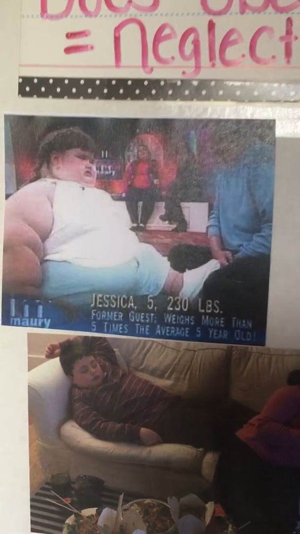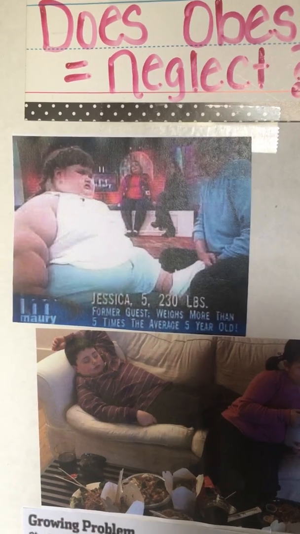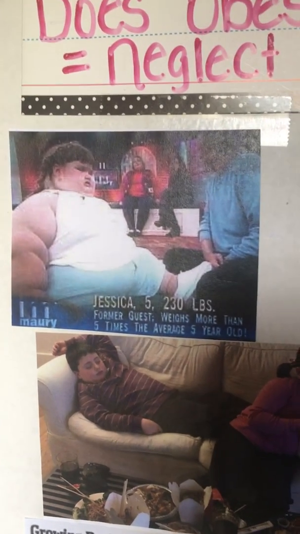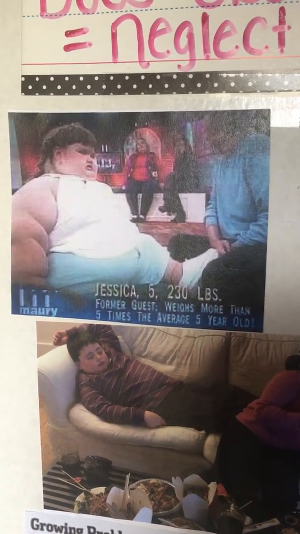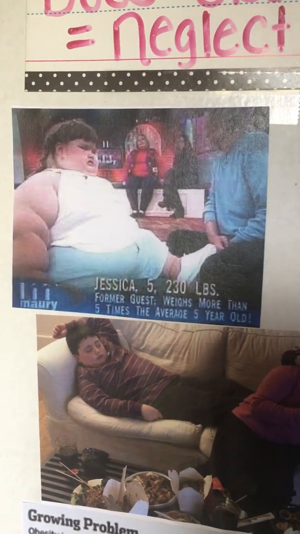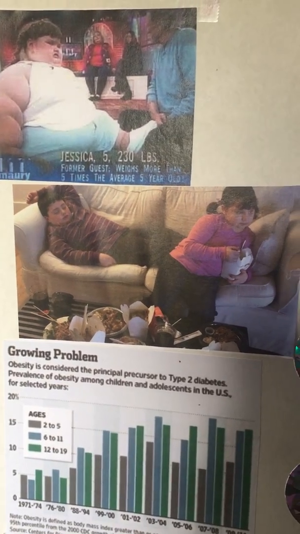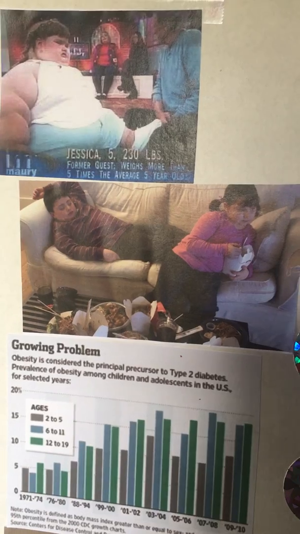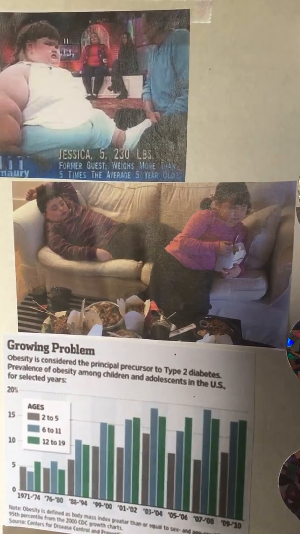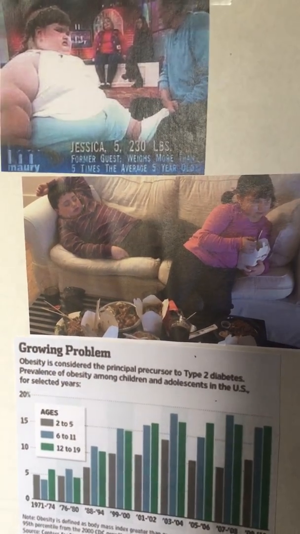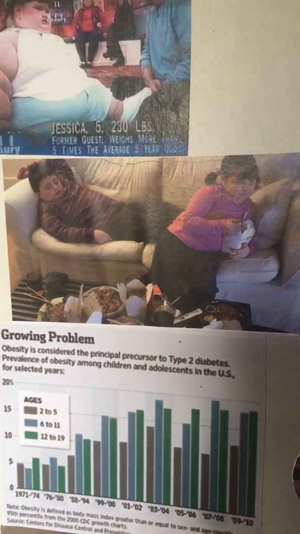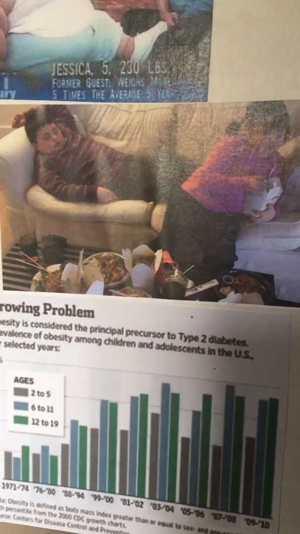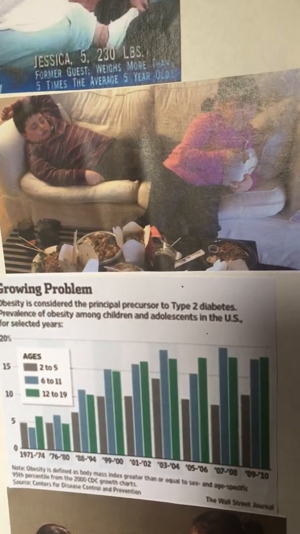I have here a clipping from a TV series where this kid was 5 years old, weighing 230 pounds. We have here another picture, another face of what obesity looks like. Kids that are left unattended, unoccupied as far as physical activity, and just allowed to eat freely, whatever they want, however much they want.